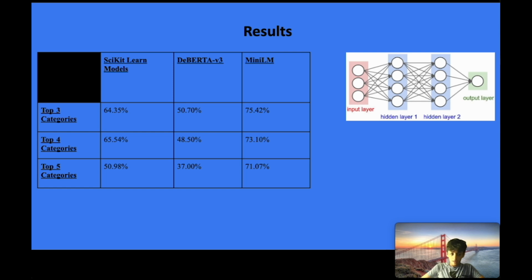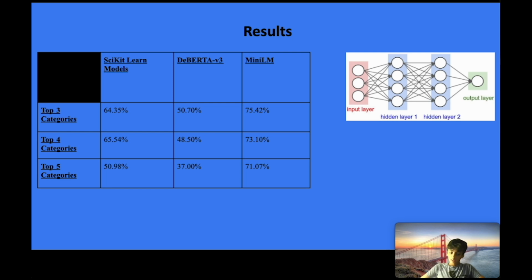This was better than the third model we used, the DeBERTa version 3. This model was loaded similarly to MiniLM and functioned in a similar way. MiniLM, the best performing model, was also the smallest model we used, only containing 22.7 million parameters, compared to DeBERTa's size of 184 million parameters.